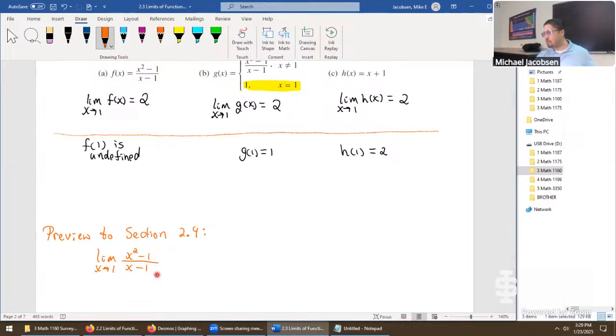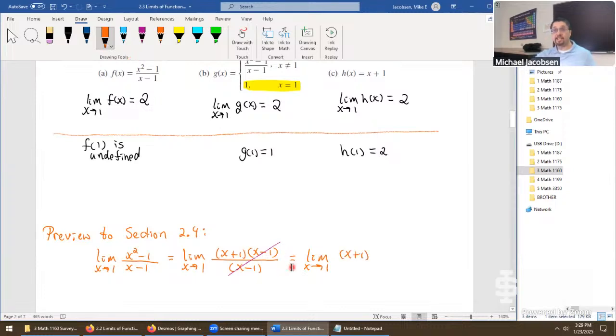So what we do instead is a bit of algebra. We take the limit as x approaches 1. First factor the numerator. This becomes x plus 1 times x minus 1. Divide by x minus 1. And now we're doing something kind of crazy algebraically. We do a full-on cancellation here. We write equals limit as x tends towards 1 of just now x plus 1.